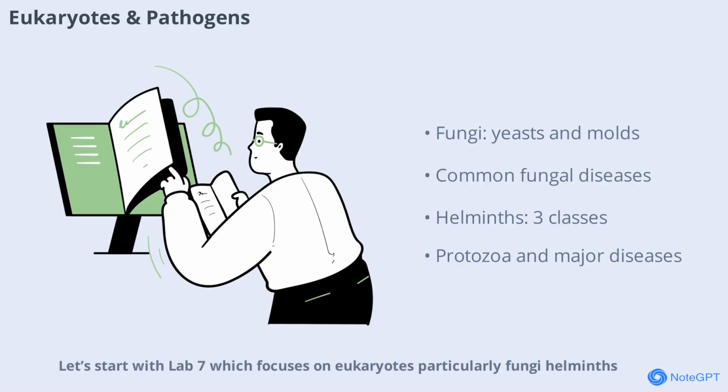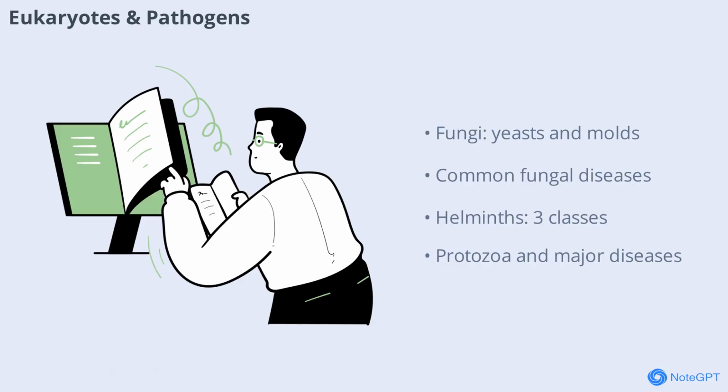Start with Lab 7, which focuses on eukaryotes, particularly fungi, helminths, and protozoa. Mycology, the study of fungi, introduces us to yeasts and molds, all of which are opportunistic pathogens. For example, Saccharomyces cerevisiae is used in bread and wine production, while Candida albicans is the most common fungal pathogen, causing candidiasis, thrush, and irritation. The notable fungi include Rhizopus, Penicillium, and Aspergillus, each linked to specific diseases.